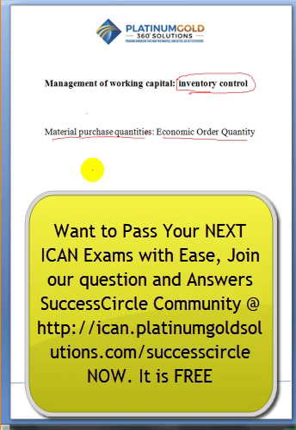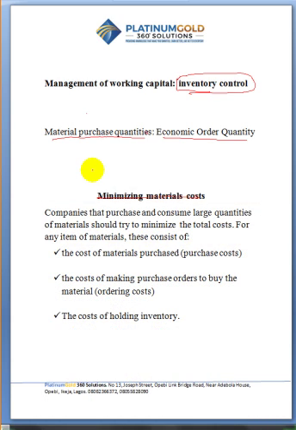Companies that purchase and consume large quantities of materials should try to minimize their total cost for any item of material, which consists of the cost of material purchase first, that is the purchase cost. Secondly, it consists of the cost of making a purchase order to buy the material, that is the ordering cost. And finally, we talk about the cost of holding the inventory, which is known as holding cost.